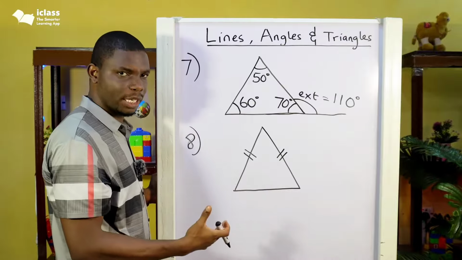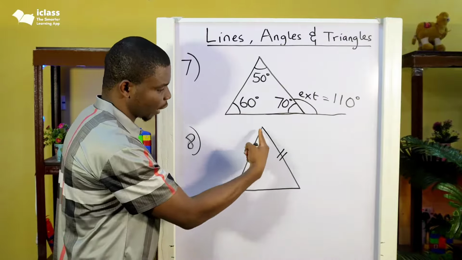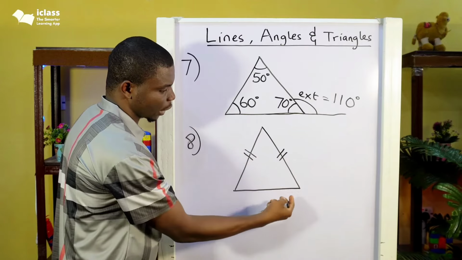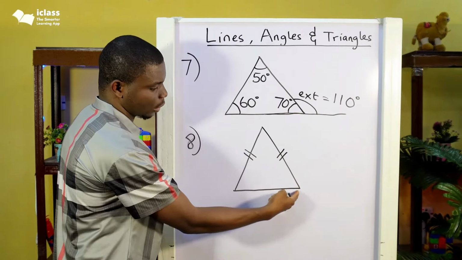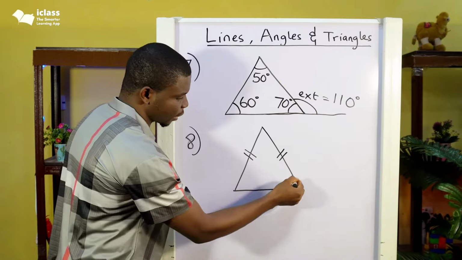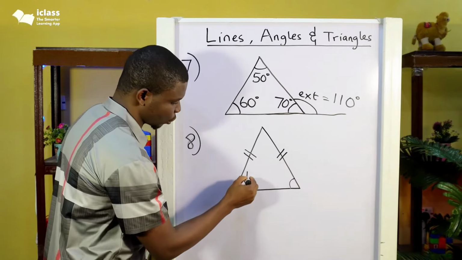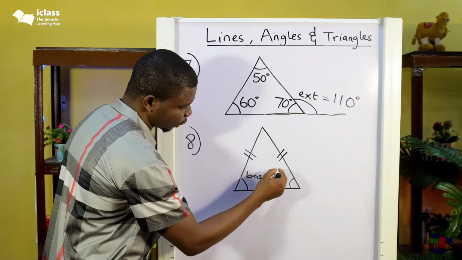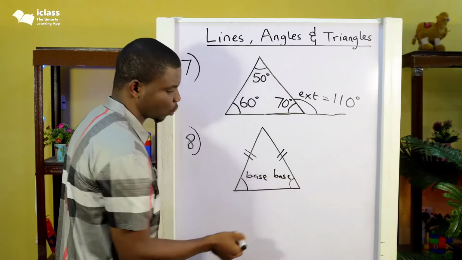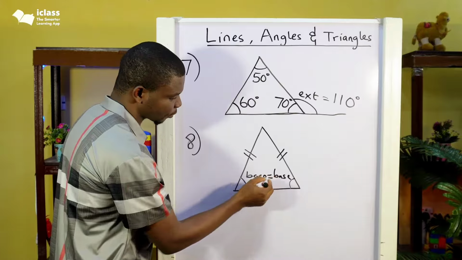What do we mean by base angles? The base angle of an isosceles triangle: these are the two equal sides, and the angle they make with the third side is the base angle. So this here and this here are base angles. This is a base angle and this is a base angle as well, and they are equal, okay?